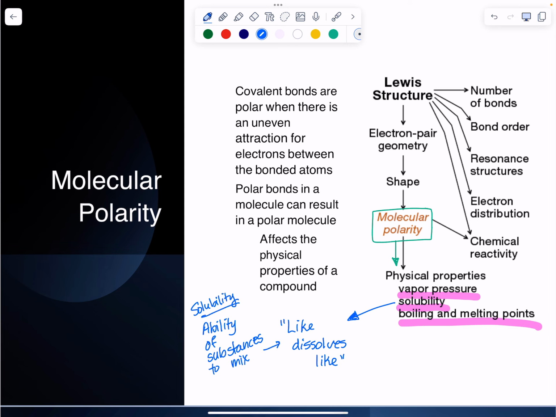And again, we use this phrase "like dissolves like," which means that two substances will mix well if they have similar polarities. So nonpolar is soluble in nonpolar, and polar mixes with polar. That's what that means. So we have to be able to figure out whether the molecule is polar or nonpolar. And a quick example of this solubility is, my favorite one, salad dressing, right?